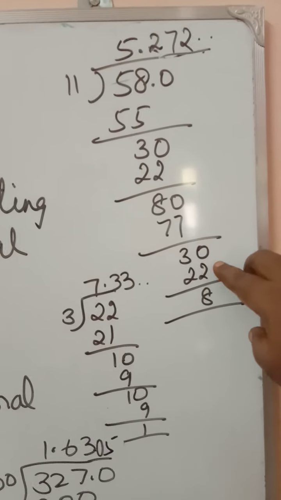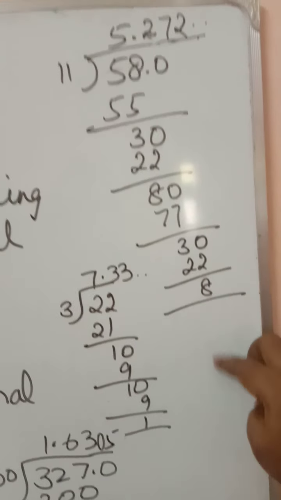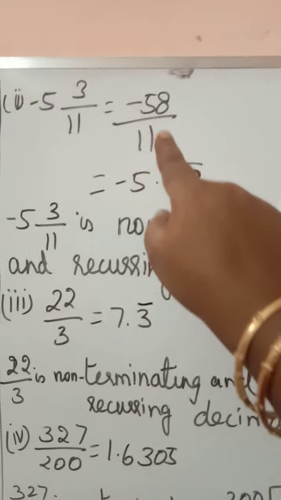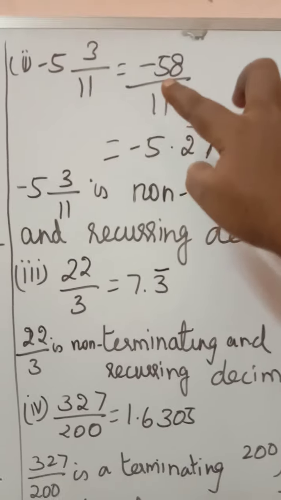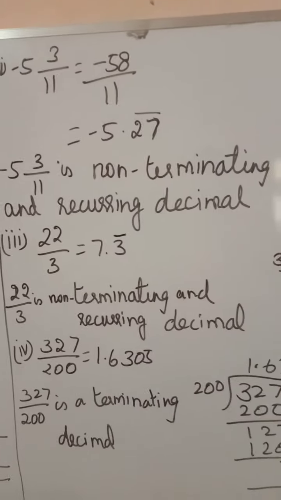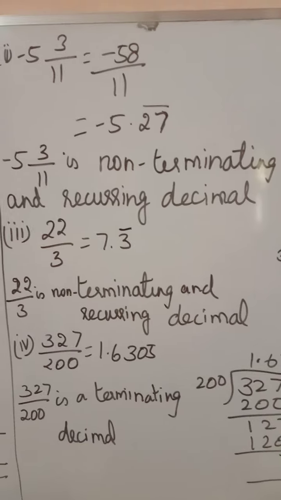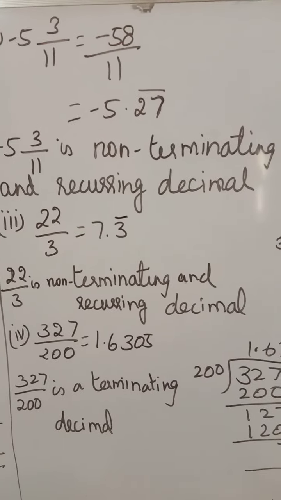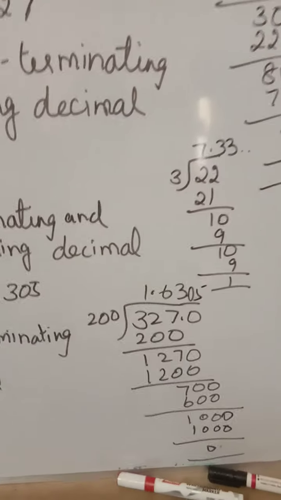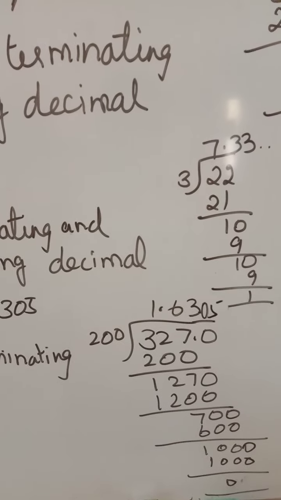Again, 22, remainder 8, 0, again 77, remainder 3, 22, remainder 8. So 27, 27, 27 will be repeated. We can write 5.27 with a bar over the repeating part. Here minus is there, so don't forget to write minus. So minus 5, 3 by 11 is non-terminating and certain numbers are repeating, so it is a recurring decimal. The same way, 22 by 3: if you divide, you get 7.3333, it will be repeated.